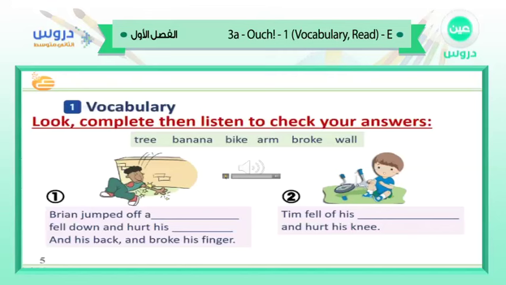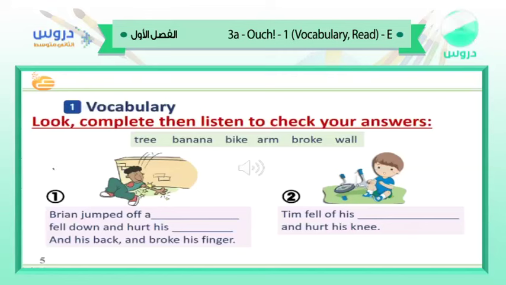Please listen carefully. Module 3. Adventure. 3A. Ouch. 1. Vocabulary. Look at the pictures and complete the sentences with the words in the box. Then listen and check your answers. 1. Brian jumped off a wall, fell down and hurt his arm and his back, and broke his finger. 2. Tim fell off his bike and hurt his knee.